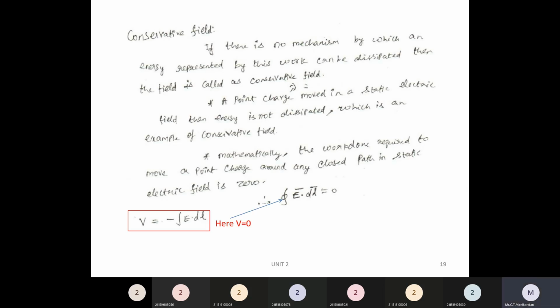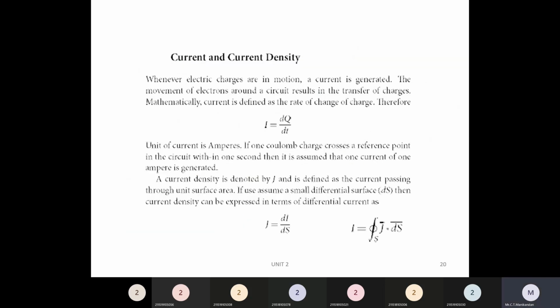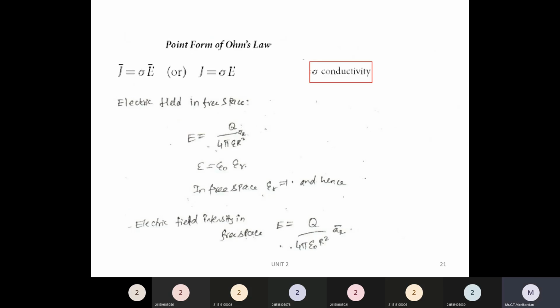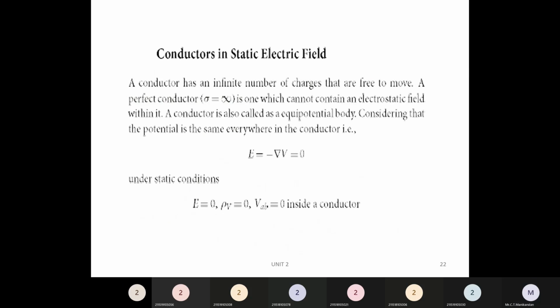In later classes, we will be seeing the conservative field, and we can go for Poisson's and Laplace equations, and move on to the next important concept called boundary conditions. Then we can see about capacitance and all these things.